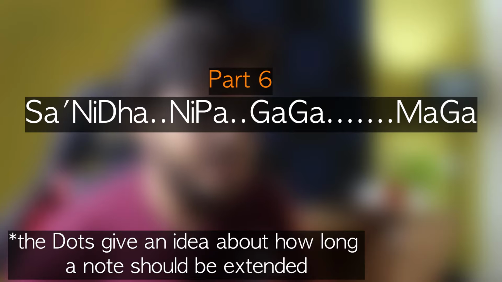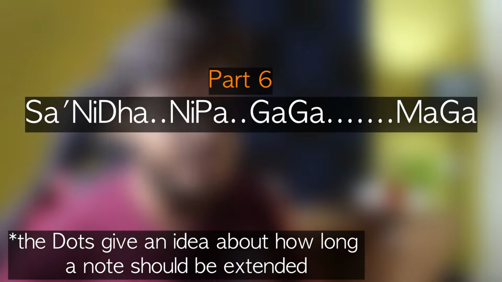Now the sixth section is quite similar to the fifth. The notation for the sixth section are Sa Ni Dha Ni Pa Ga Ga. Extend this last Ga and then play Ma Ga.